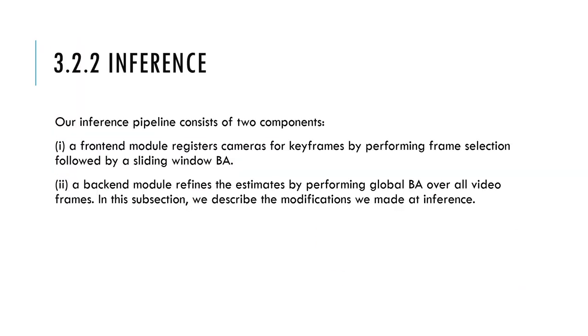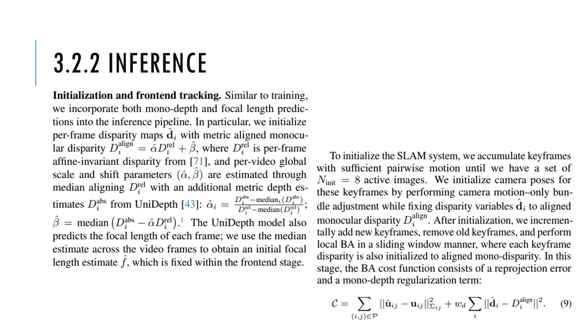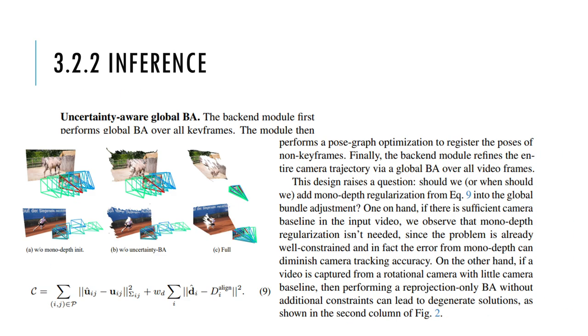Now the inference framework also has a front end module and a back end module. The front end module is keyframe selection plus sliding window BA, and the backend module is global BA over it. We already talked about the inference pipeline at phase 1, phase 2, and phase 3, which is the CVD module, which is completed.